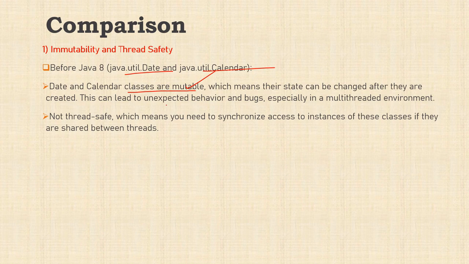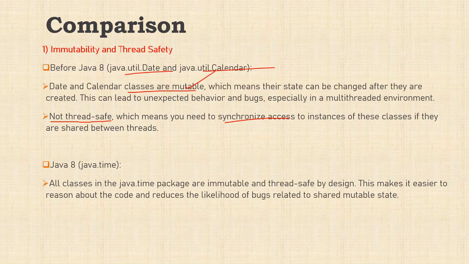Because of this, it can create problems in a multi-threaded environment, because any other thread can modify the object and the next thread will get the wrong, modified data. So it's not thread safe. The Date class and Calendar class are not thread safe, which means you need to synchronize access to instances of these classes if they are shared between threads. So it is not good to use them in a multi-threaded environment. If you are using them, then you have to synchronize.